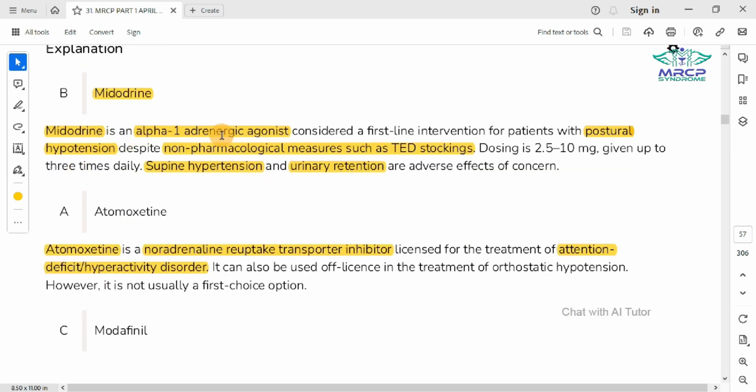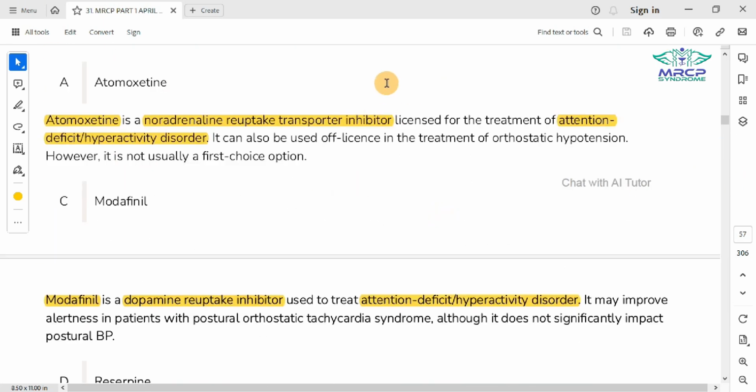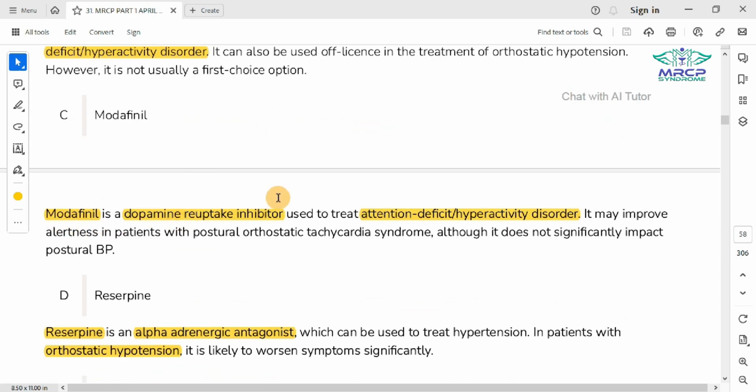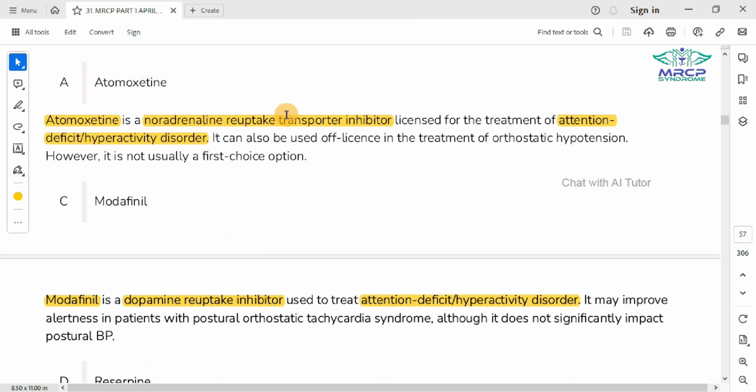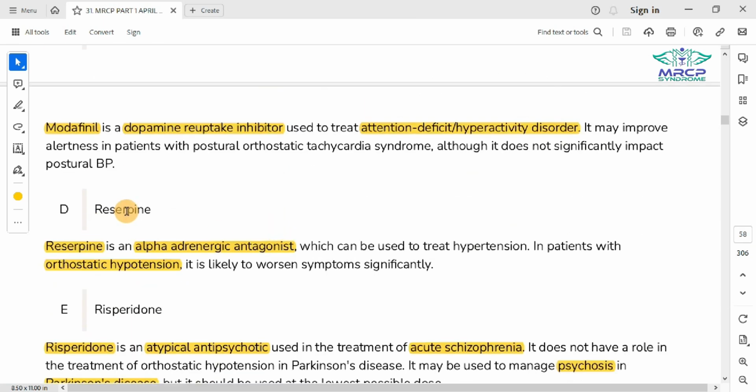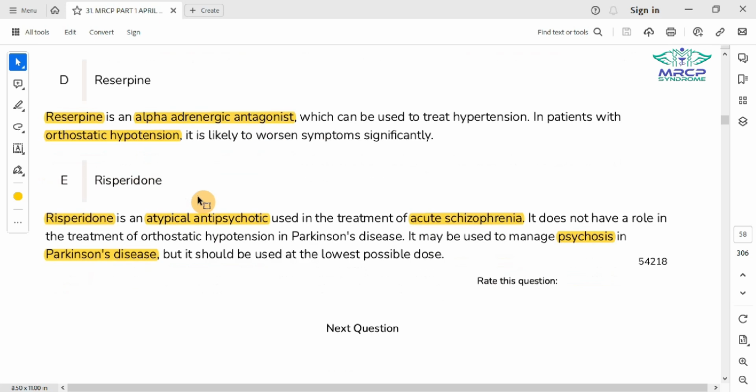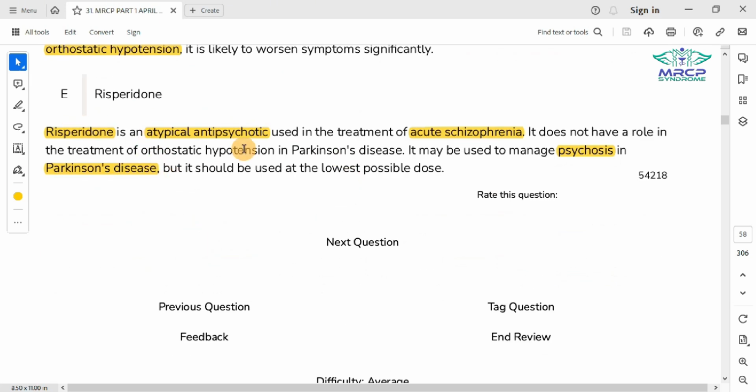So midodrine is an alpha-1 adrenergic agonist. This is considered the first-line intervention for a patient with postural hypotension despite non-pharmacological measures such as TED stockings. Dosing is 2.5 to 10 milligram given up to 3 times daily. Supine hypertension and urinary retention are the adverse effects of concern. And atomoxetine is a noradrenaline reuptake inhibitor. Modafinil is a dopamine reuptake inhibitor. Both of them are used in the treatment of ADHD. Reserpine has the reverse action of midodrine. And risperidone is an atypical antipsychotic.